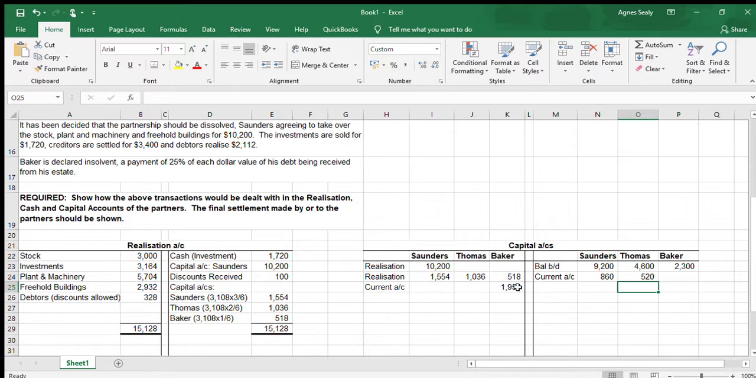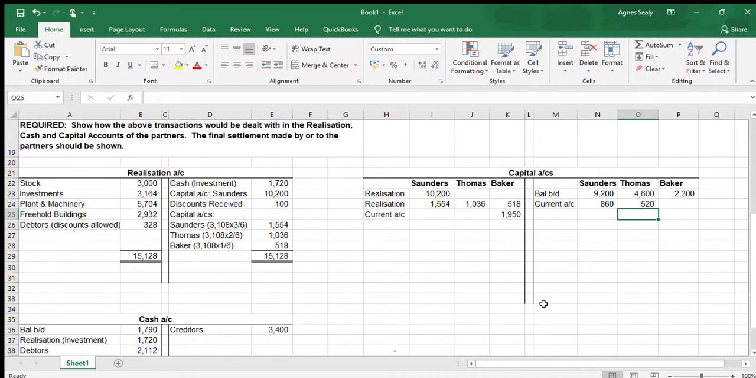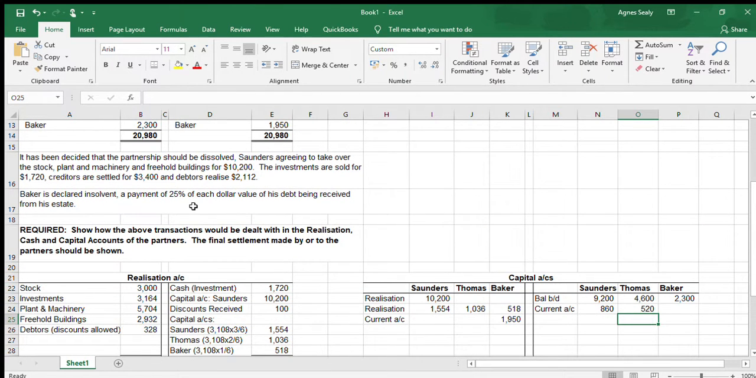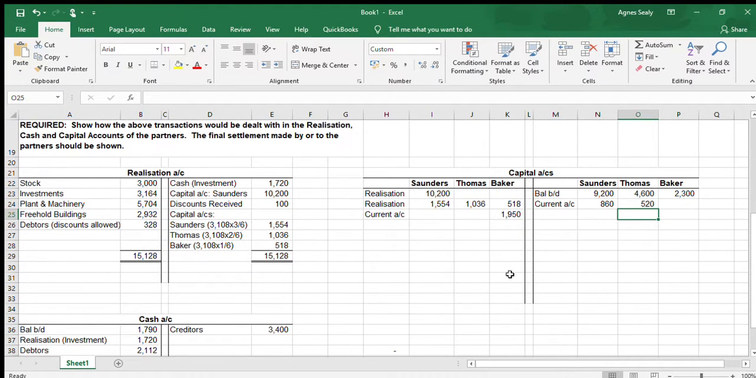So now we have to look at totaling our accounts, because all our other things were taken care of, so we recognize that they told us that Baker is insolvent and he cannot pay his full debt that he owes to the partnership. So we know we have to apply the Garner and Murray rule. In order to apply the Garner and Murray rule, we have to total Baker's account to see how much he actually owes the partnership, then determine how much he can pay, and then how much Thomas and Saunders will have to pay on his behalf. So let's total his account.